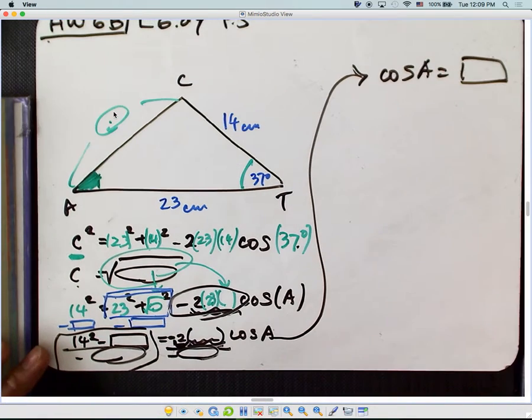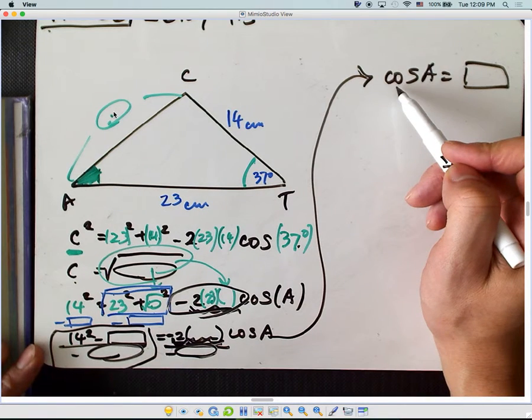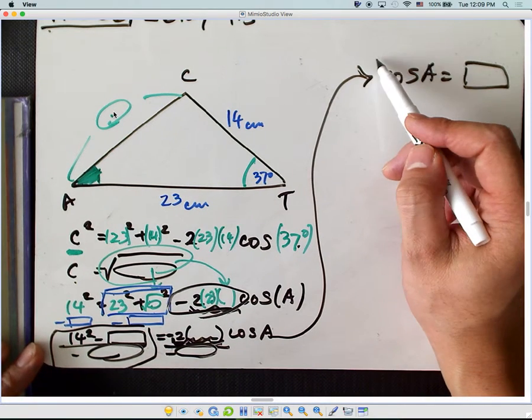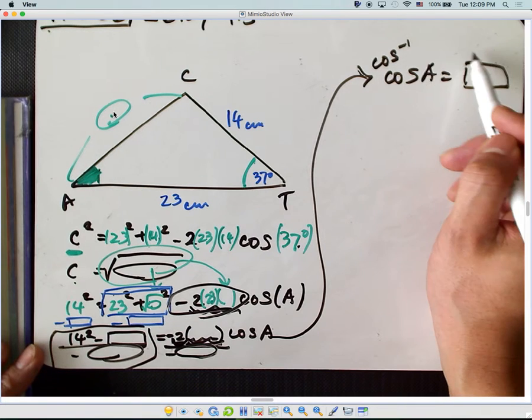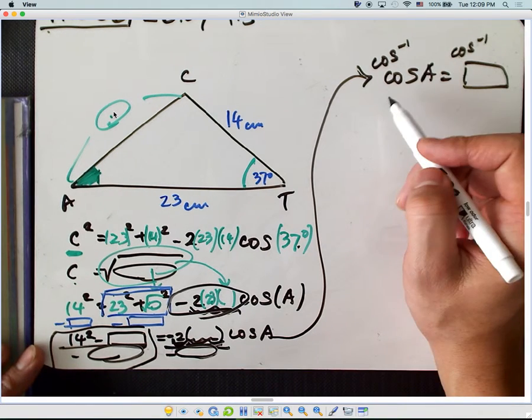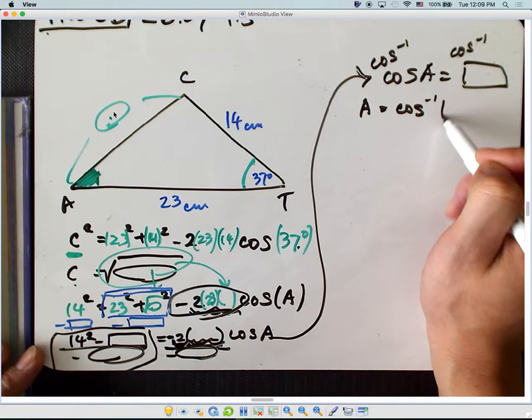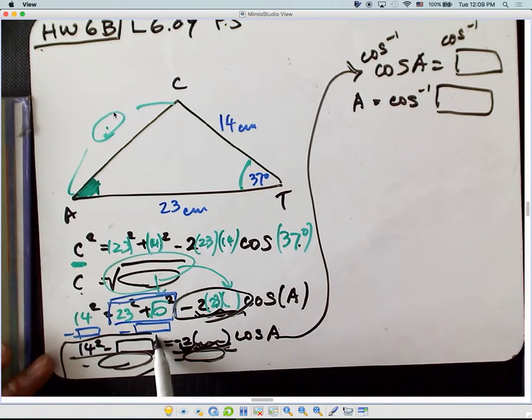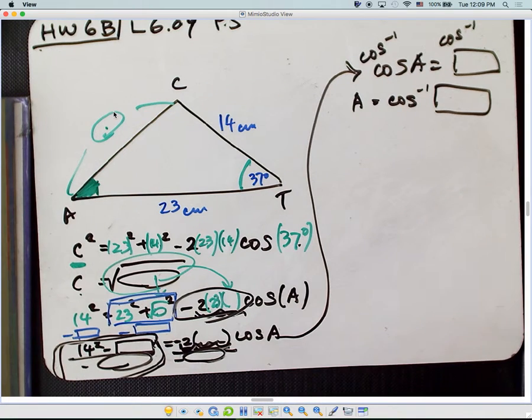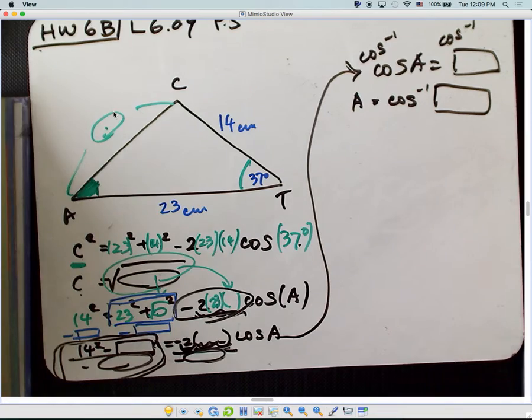Now you want to cancel out cosine, right? You know you need to take the inverse of it. Of course, you have to do both sides. So A is going to be inverse cosine of whatever you get here on the left side of it. So that's 6.9, and this is it.